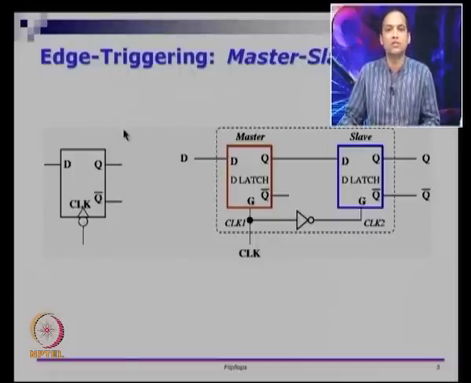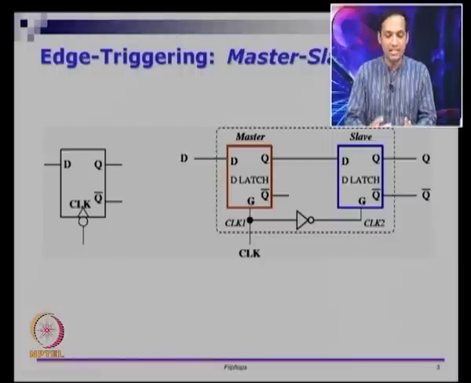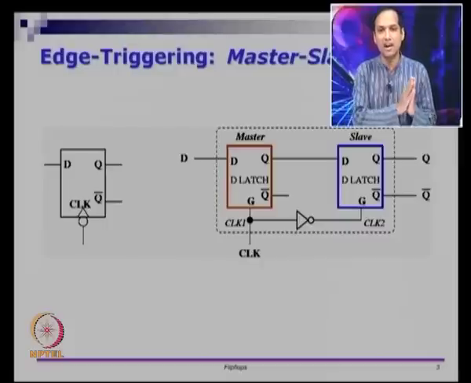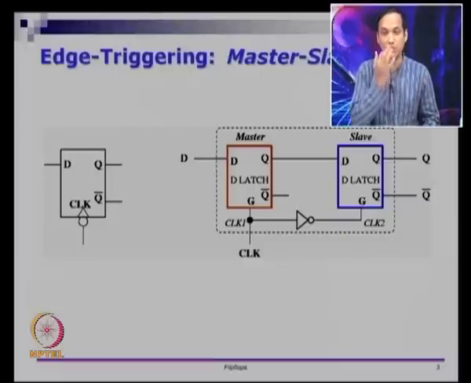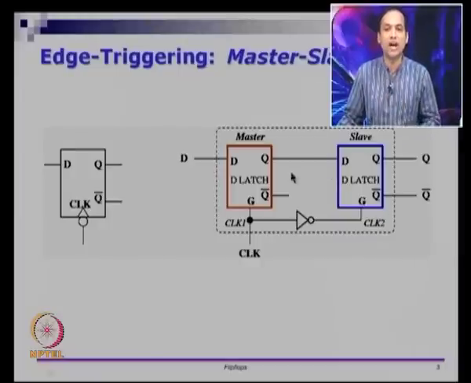So the first circuit that we are going to look at is called a master slave D flip flop. So what is a D latch? A D latch has D as a data input. Q follows data input as long as enable is on, right? That's what a D latch was. A D flip flop is going to have two latches connected back to back.